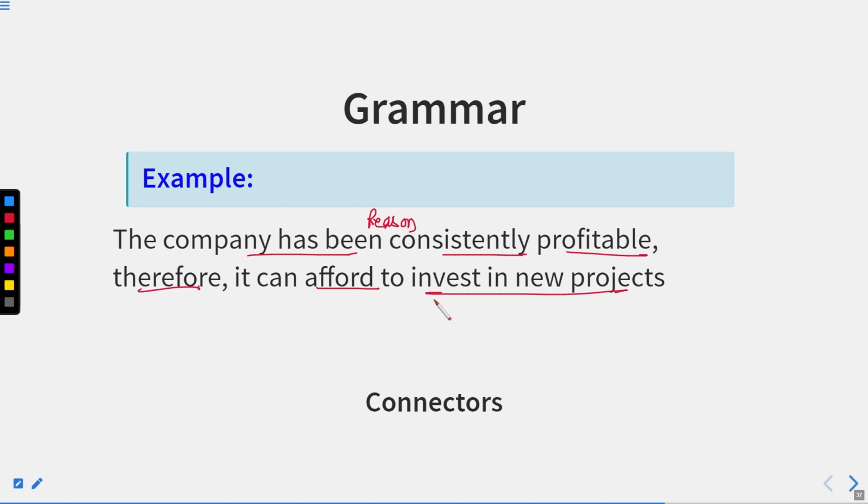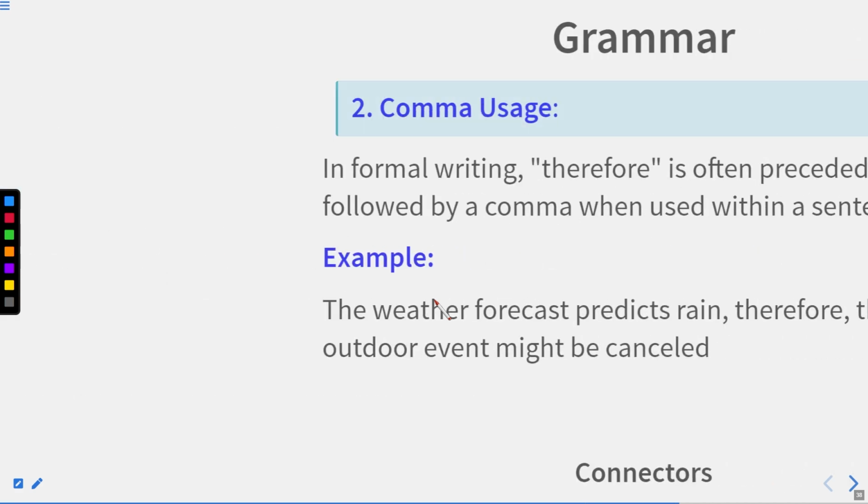Now we can also use many other conjunctions, but there the structure of the sentence will be changed, because if we use any cause denoting conjunctions or cause denoting prepositions or cause denoting connectors, what we do is just reverse the structure of this particular sentence. Now let us move to the next one.